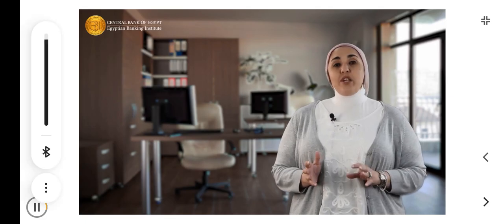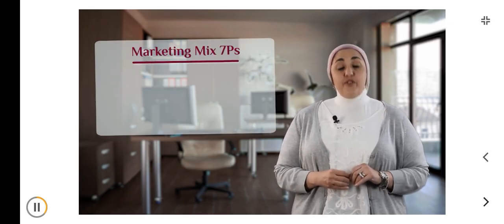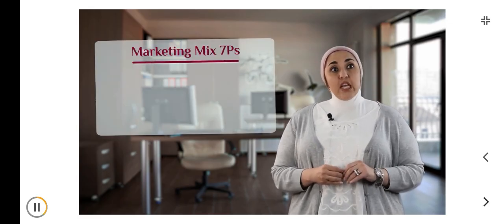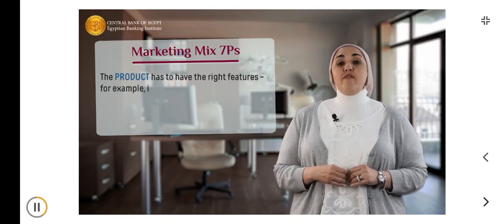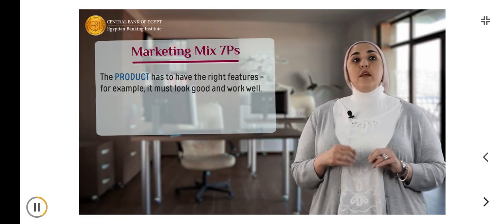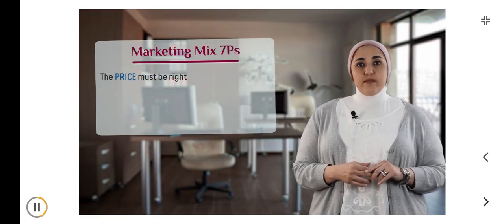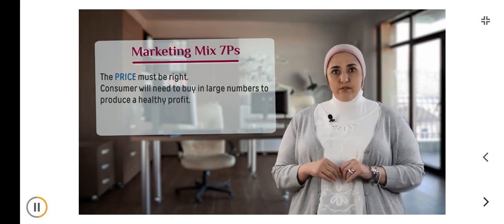The marketing mix is usually used to address our target customer. So, the marketing mix is designed with all its elements to satisfy the needs and wants of our target customer. The first element of the marketing mix is the product. So, we need to design the product to have the right features that suit our target customer. The second element is the price. We need to set a price that is suitable for our target customer.